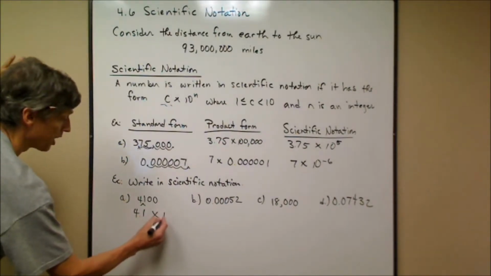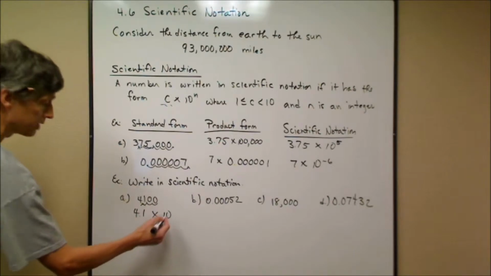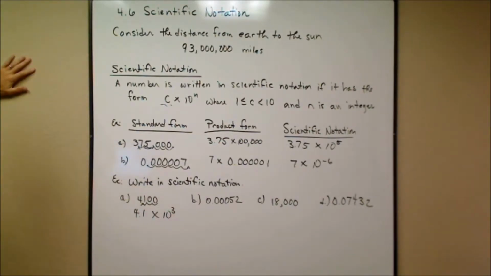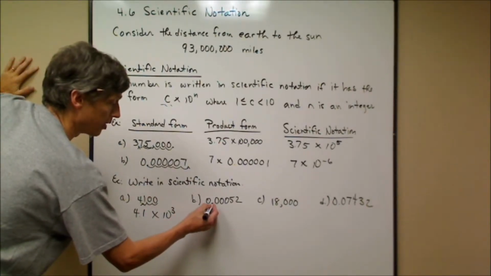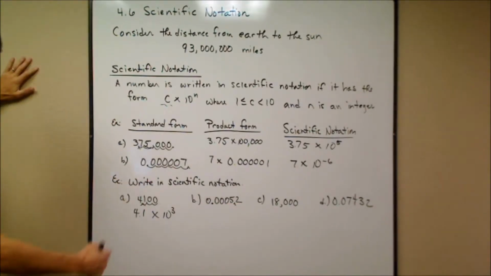Now, how many places did I move it? Well, I moved it 1, 2, 3 places. This is a big number. It's a positive exponent. It's a positive 3. Here, the decimal point's right here. I would have to move it between the 5 and the 2 to make that number between 1 and 10.